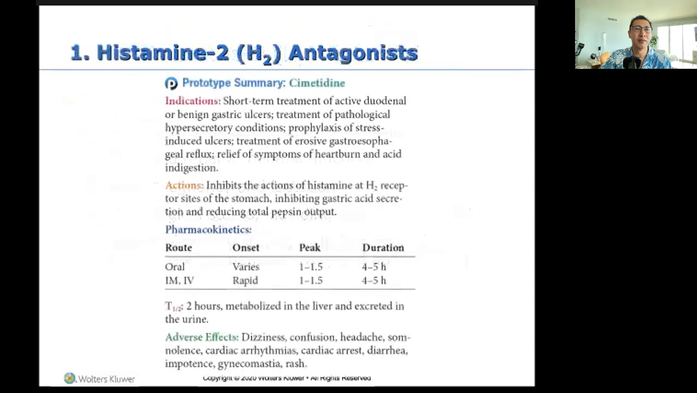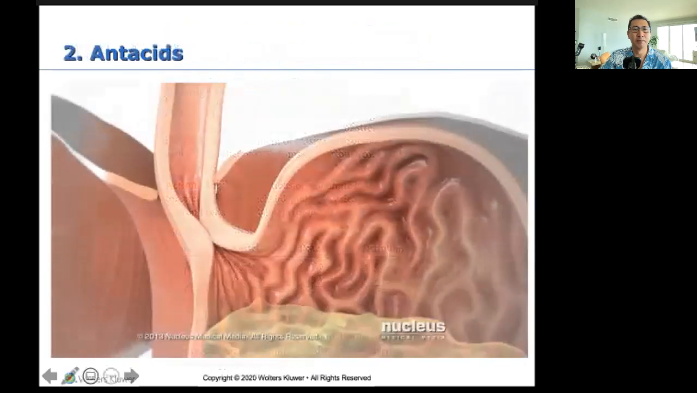Here's the drug card. There's not much information here aside that it works. If we use the IV in a hospital setting, we like to use the IV version because it works right away. That goes with any other drug.